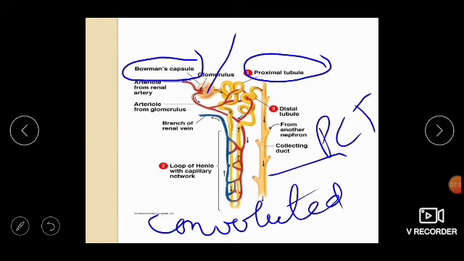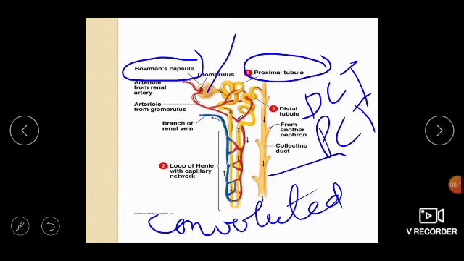Then this Henle's loop projects again and gets highly coiled over here, and this is called the distal convoluted tubule. We can also write it as DCT. D means distal, away from the Bowman's capsule, convoluted means highly coiled, and then tubule. And this DCT leads into the collecting duct. The filtrate which comes into the collecting duct is finally known as the nephric urine, and it opens into the renal pelvis, and from there goes through the ureter into the urinary bladder.